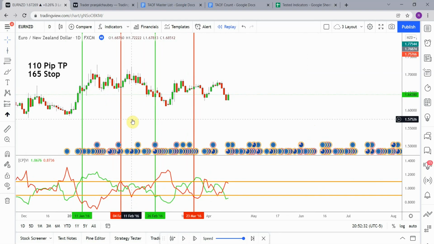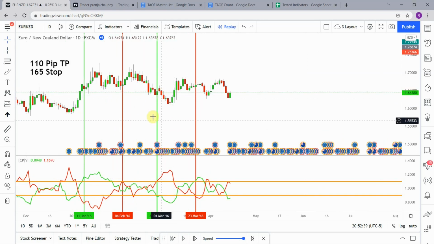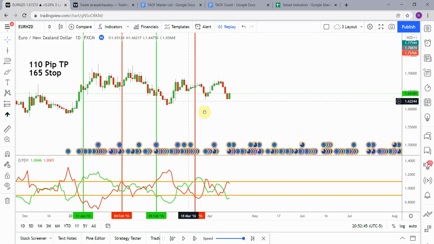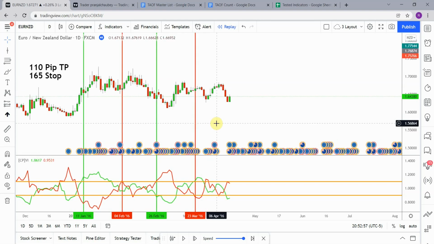All right, then we pick up a short right here, and we get a nice push to the downside, getting us to take profit on that one. We pick up a long over here, but unfortunately we get stopped out on that one, as price tries to climb up a little bit, but ultimately takes this little dump to the downside right there.